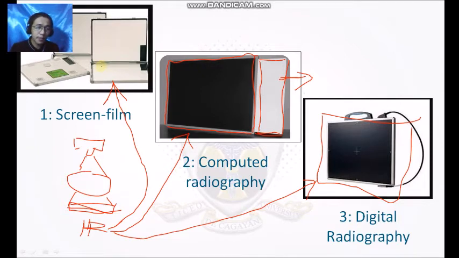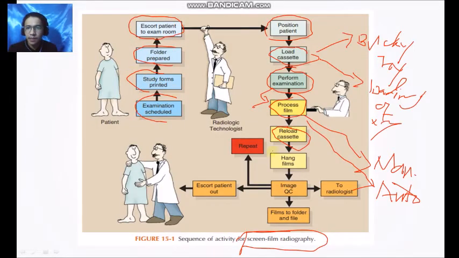The X-ray film will be loaded. Right after the examination, the X-ray film will be unloaded and processed, and right after processing, the rad tech will reload the cassette. Another unexposed film will be placed inside the cassette. Right after reloading, whether manual or automatic processing, we can hang the films in order to evaluate whether the image is already acceptable.